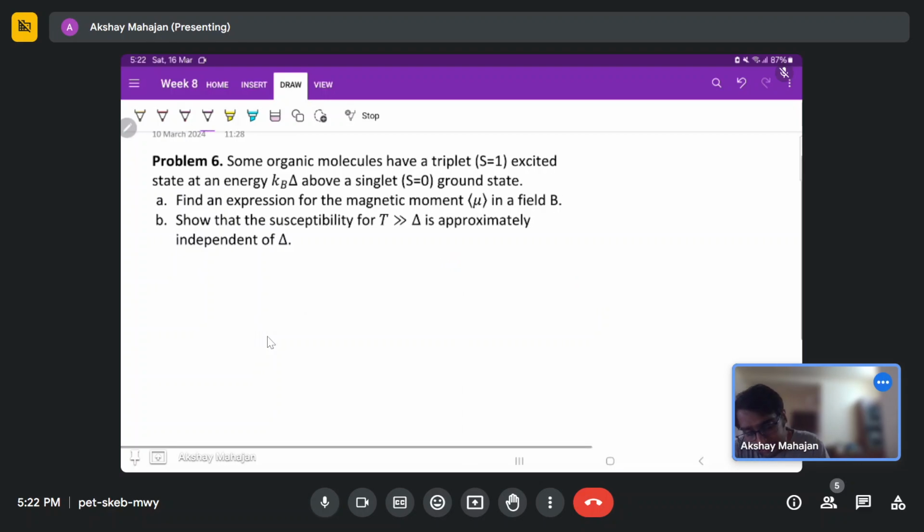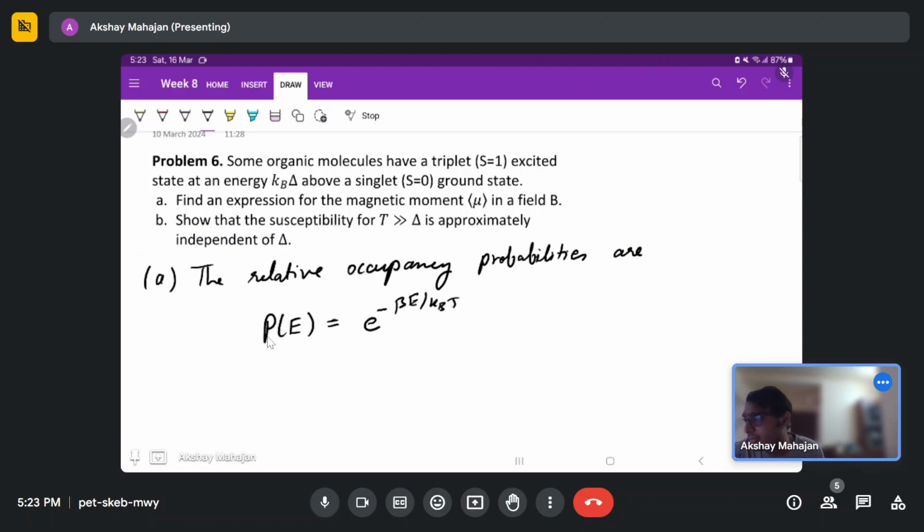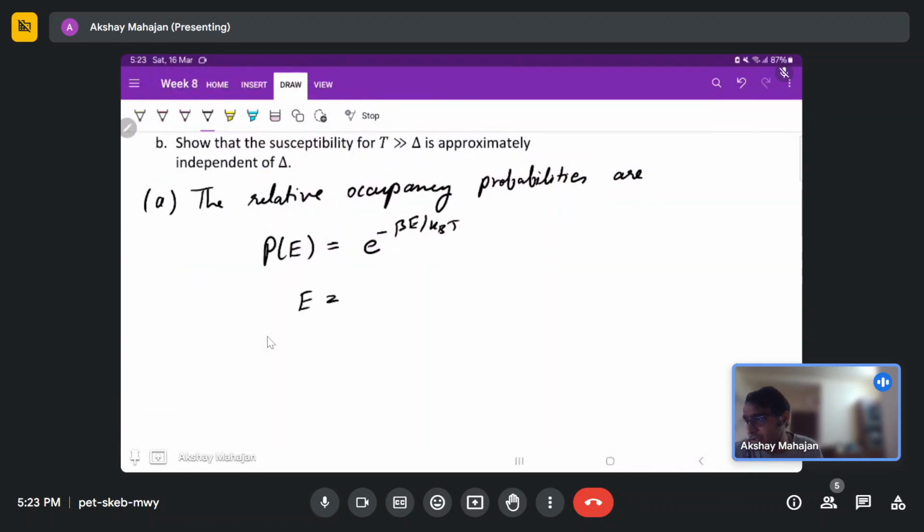So let's solve this now. First part, we have to find the average magnetic moment in a field B. Now here first we know that the relative occupancy probabilities are, for energy E, the probability of a particle having that energy is given by e to the minus E by kBT, and here this energy E is basically equal to this epsilon naught energy.